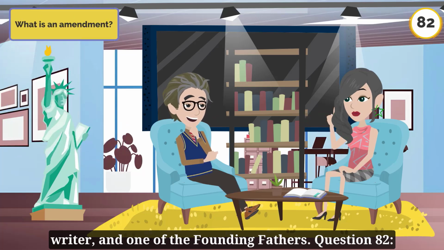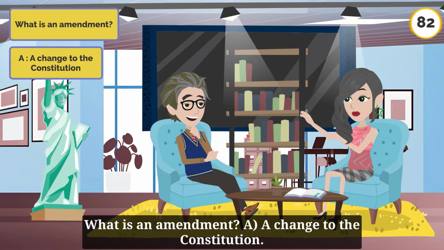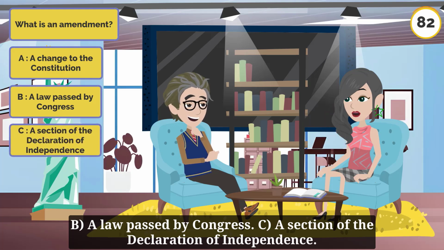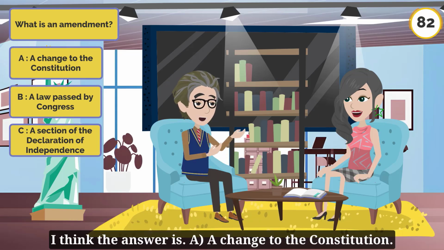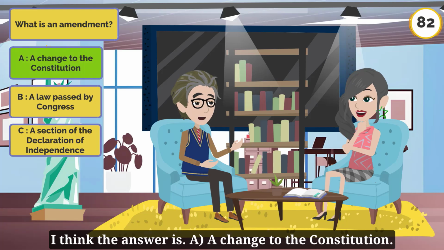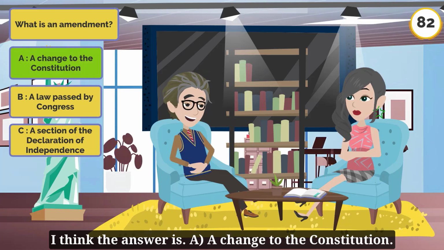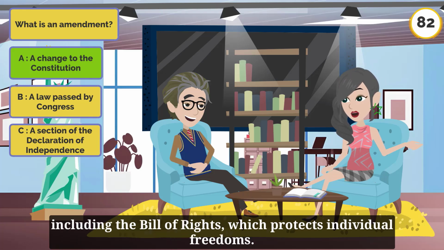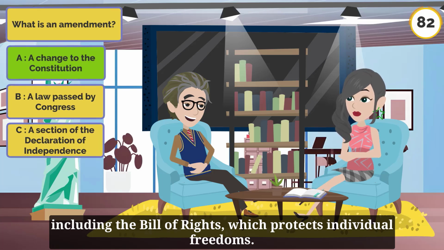Question 82. What is an amendment? A. A change to the Constitution. B. A law passed by Congress. C. A section of the Declaration of Independence. I think the answer is A. A change to the Constitution. Exactly. Amendments allow the Constitution to be updated. There are currently 27 amendments, including the Bill of Rights, which protects individual freedoms.